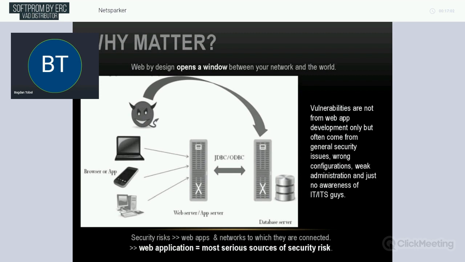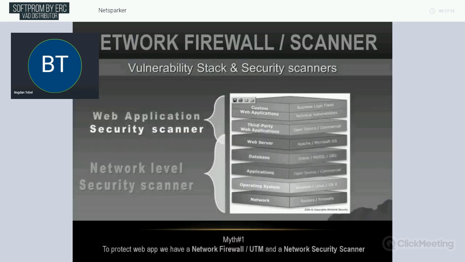That's why Netsparker focuses on this area of protection and tries to deal with technologies covering most of the potential breaches and security flaws. We have faced many times with our customers and partners some myths about how to protect web applications. The first and most popular is that a network firewall and network security scanner can help us protect our web application.